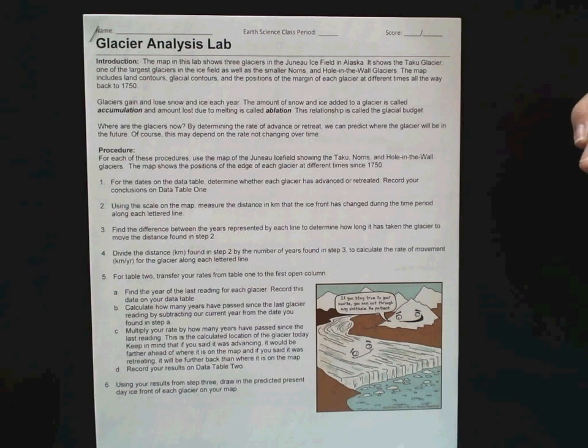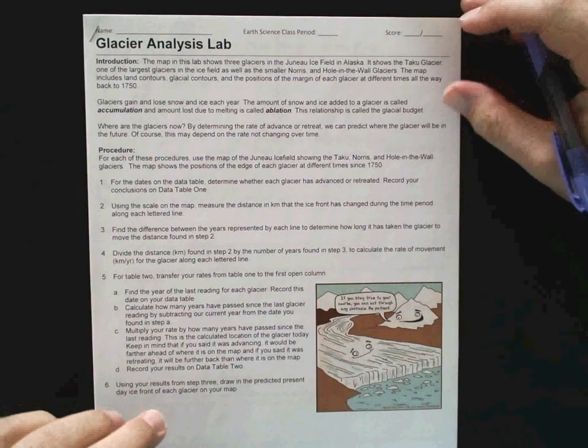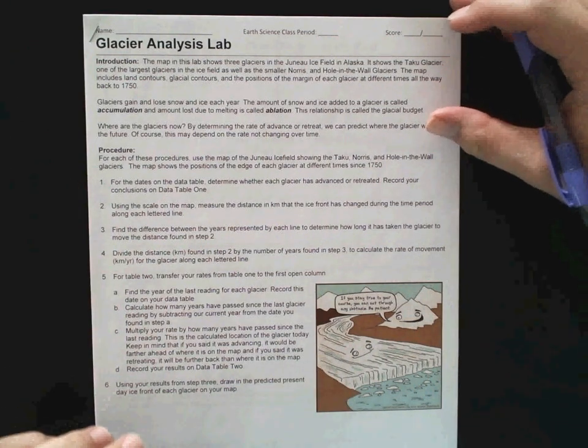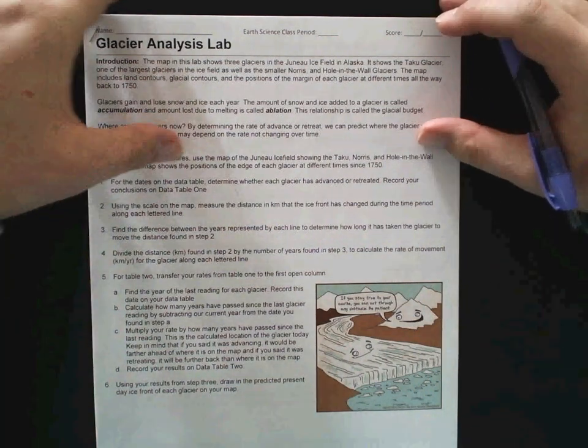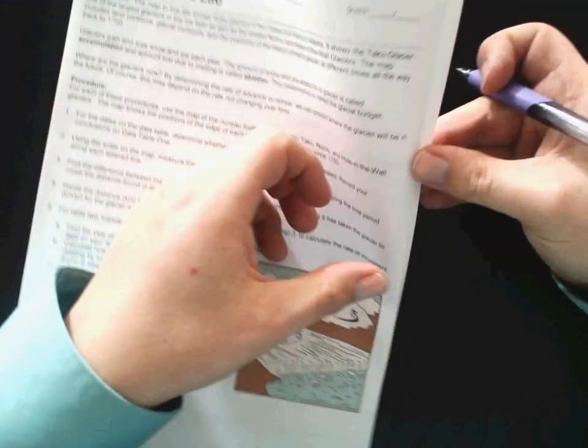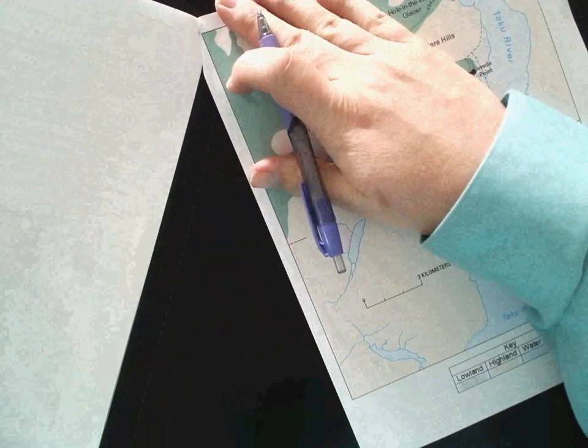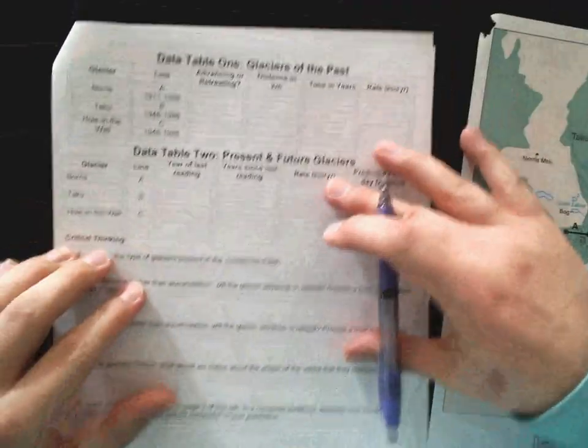Okay, so this is the Glacier Analysis Lab. The easiest way to do this is to remove the map off of the back page, flip to the data table in the center here, and work in this particular fashion.